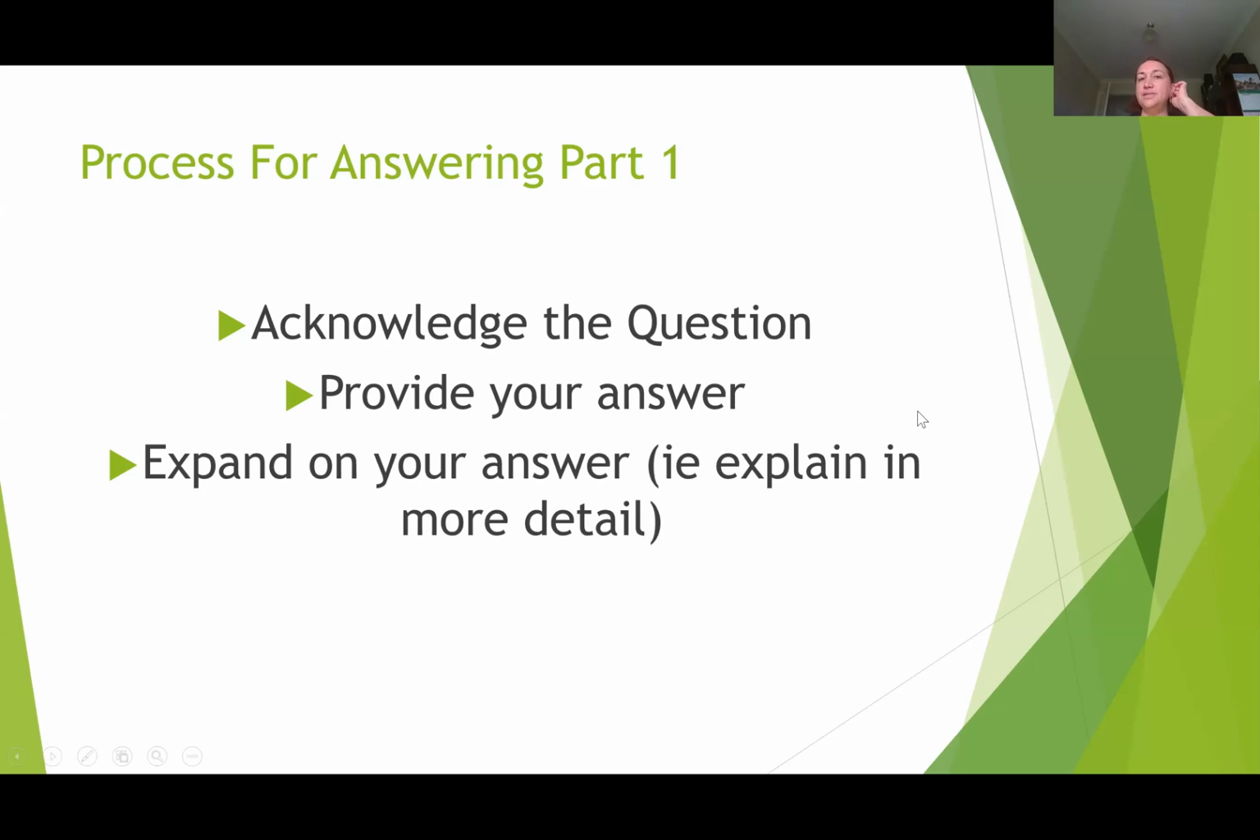Okay, so the process for answering part one, in order to make it more of a long sentence structure. Number one, you can acknowledge the question. Number two, provide your answer. Number three, expand on your answer. So give it more detail.